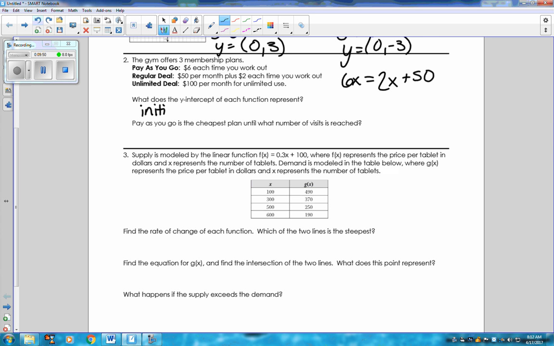It says, pay-as-you-go is the cheapest plan until what number of visits is reached. They're asking, well, it's not just being over 100. You have it right here. Round that to the next one, and that's your answer. They're not asking you for which one when it goes over all of them, just when it's over one of them. Does that make sense?